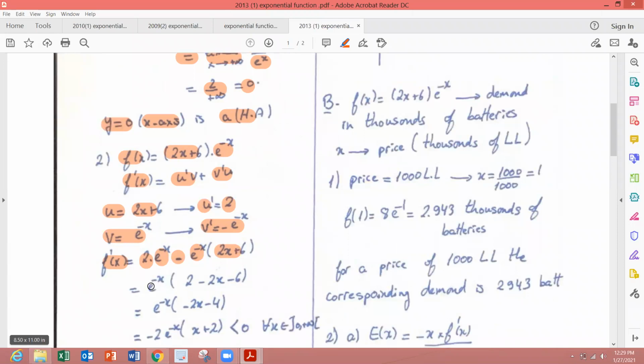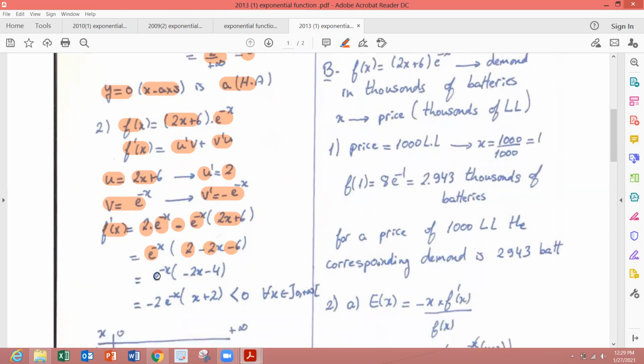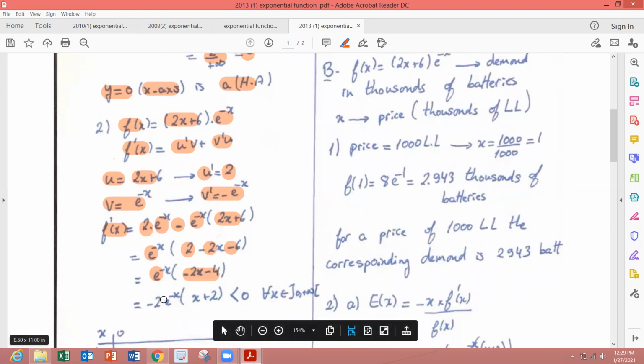We take e to the minus x common. Remains here 2. Pay attention for this minus. We multiply this minus by 2x. It becomes minus 2x. This minus times 6, it becomes minus 6. So we get e to the minus x times (minus 2x minus 4), equals minus 2e to the minus x times (x plus 2). Which is what's required.